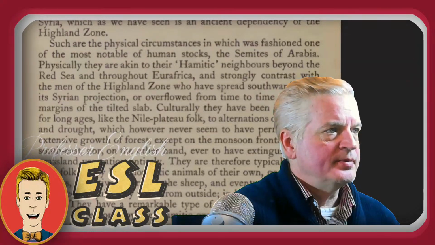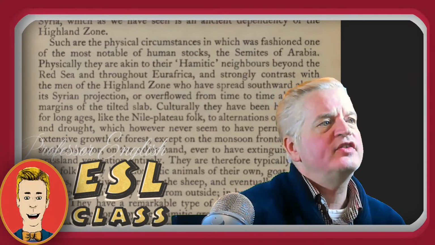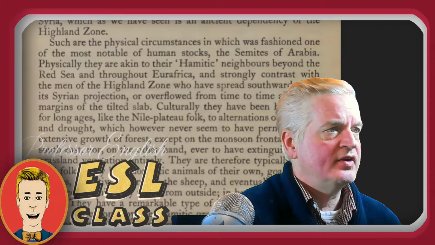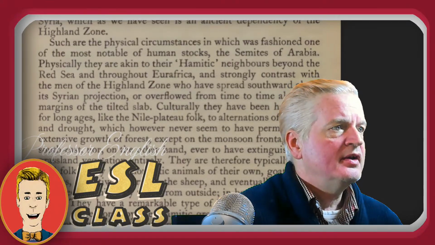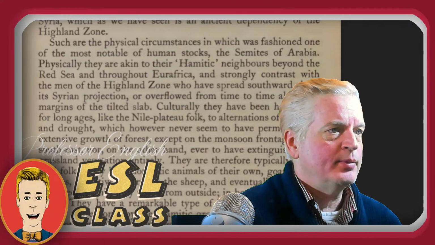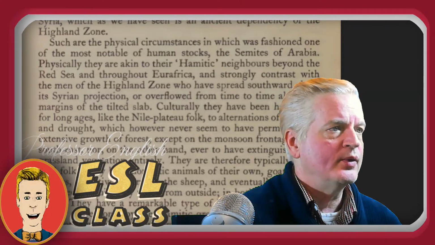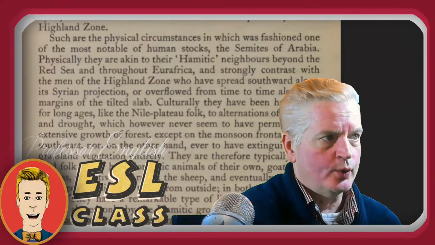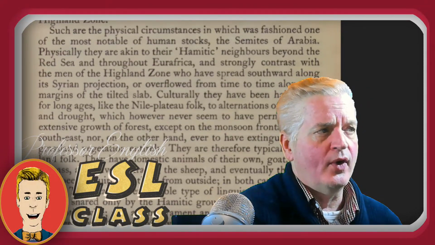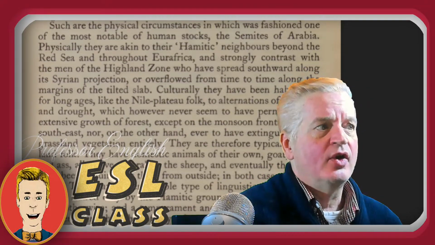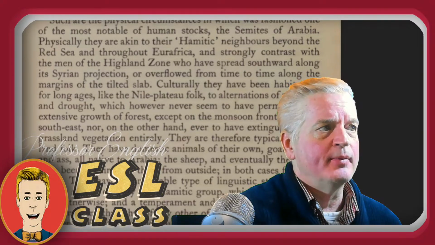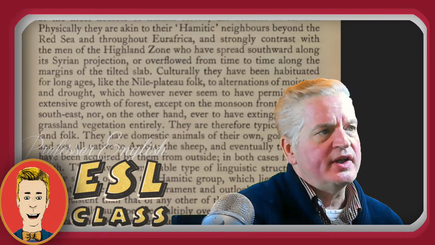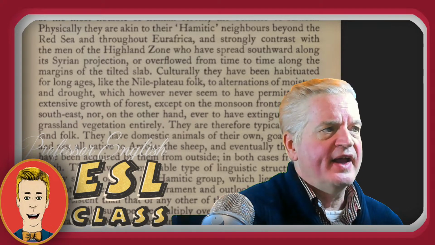Such are the physical circumstances in which was fashioned one of the most notable of human stocks, the Semites of Arabia. Physically, they are akin to their Hamitic neighbors beyond the Red Sea and throughout Eurafrica, and strongly contrast with the men of the highland zone, who have spread southward along its Syrian projection or overflowed from time to time along the margins of the tilted slab. Culturally, they have been habituated for long ages.